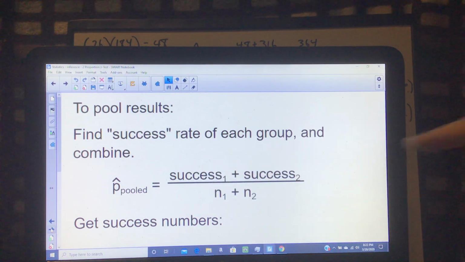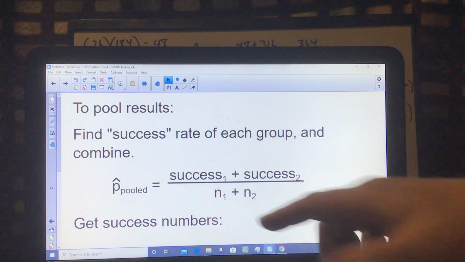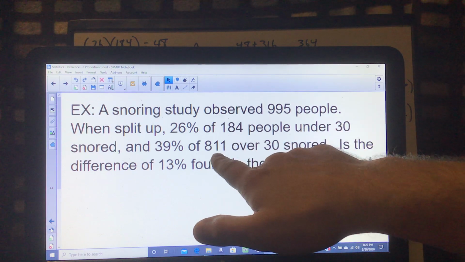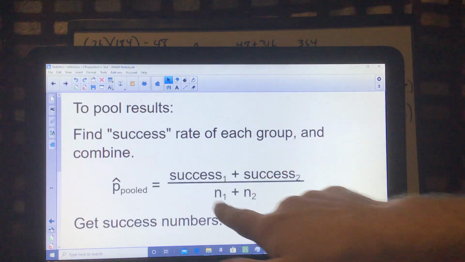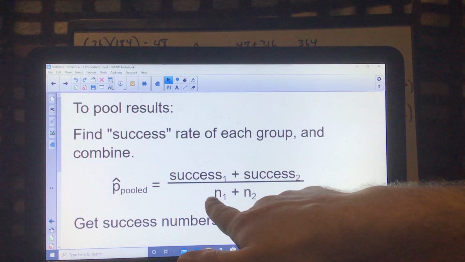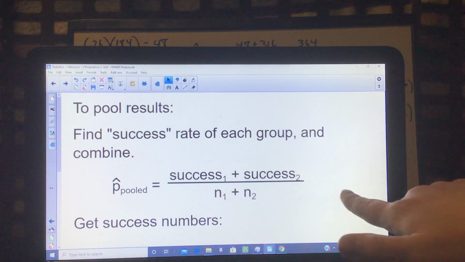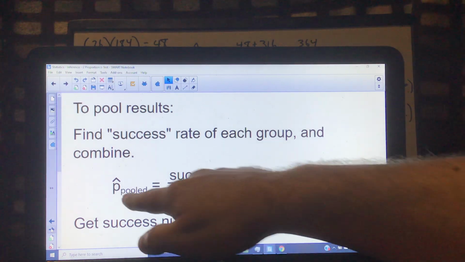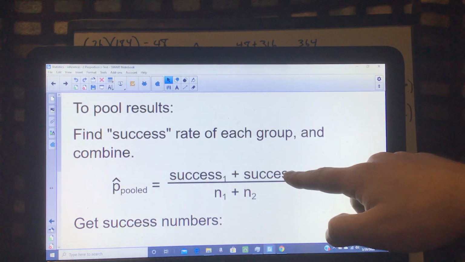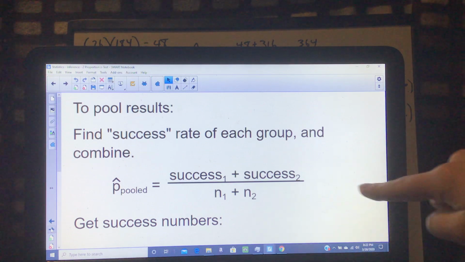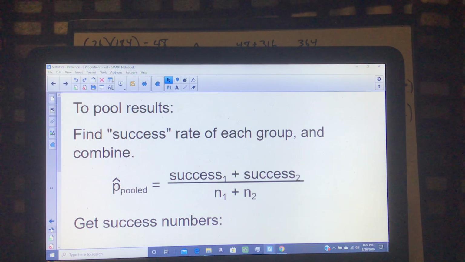I have a total number of snorers, that's 364. Now, these n numbers are the total number of people. The total number of people are 184 under 30 and 811 over 30. That's what goes here. So in the bottom, I'm going to have a total of 184 young people, a total of 811 old people, for a total of 995. So my p hat pooled is going to be the overall rate of snorers, 364 out of 995, which comes out to be approximately 36.6%.